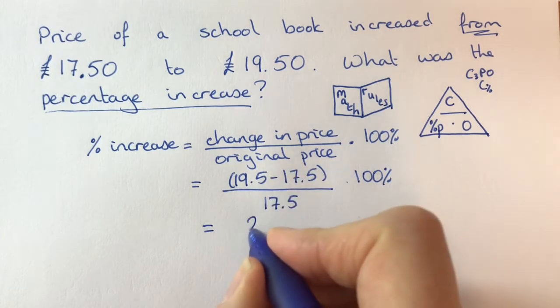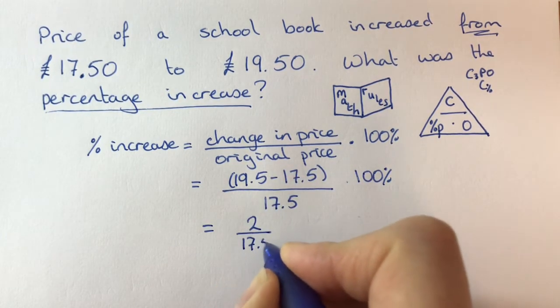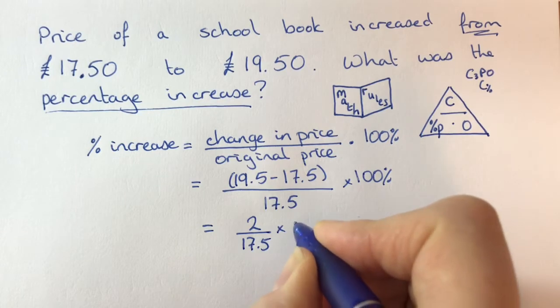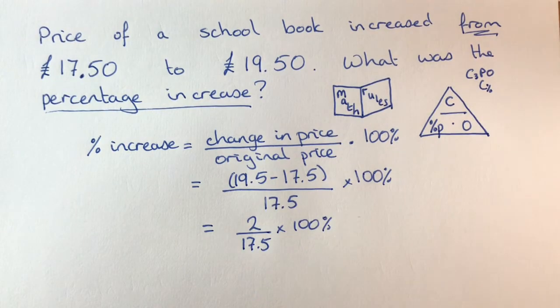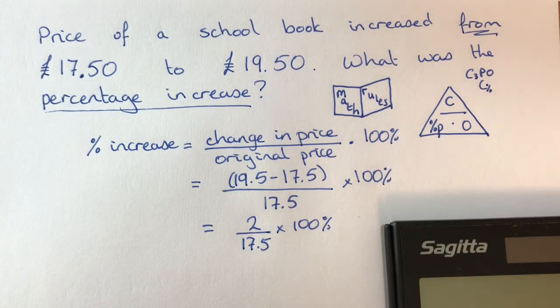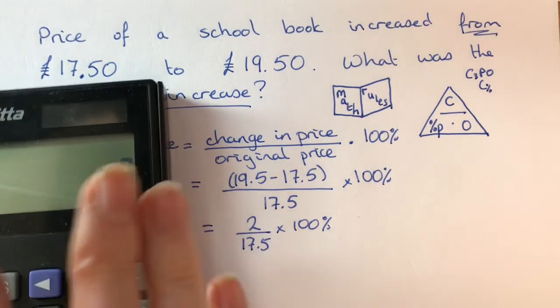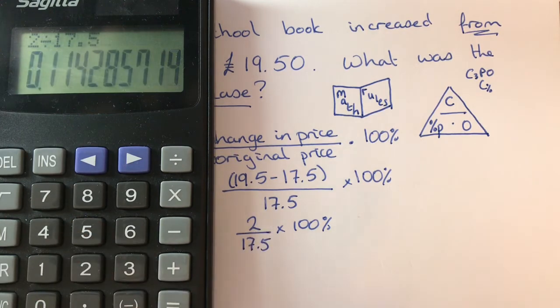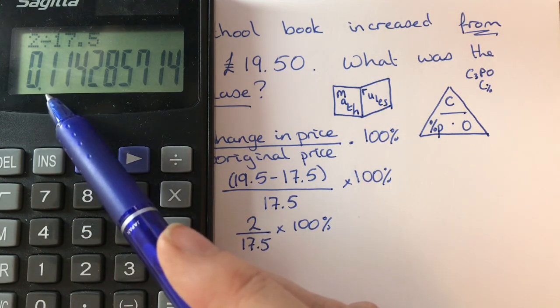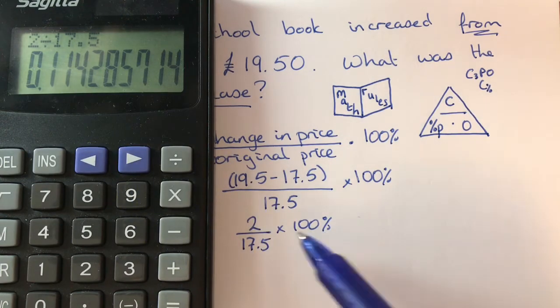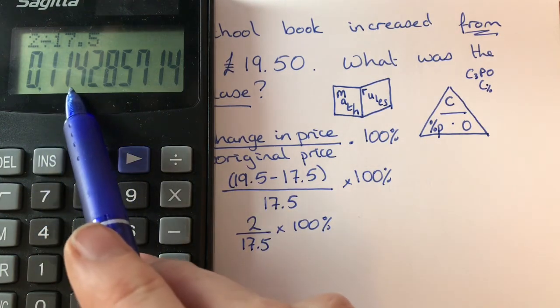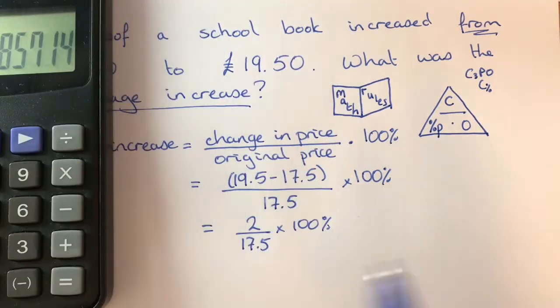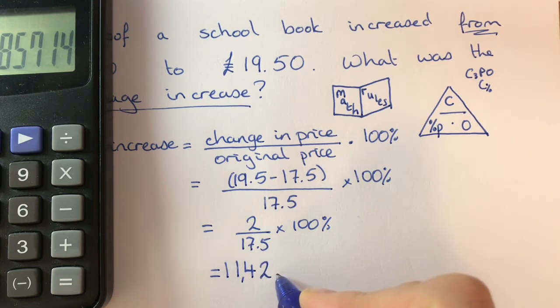So we get 2 divided by 17.5 times 100%. Again, we've got pretty awkward numbers here, so let's use our calculator. 2 divided by 17.5 equals, here we get 0.114 before we multiply it by 100 because we can do that in our head, so we get 11.42 equals 11.42%.